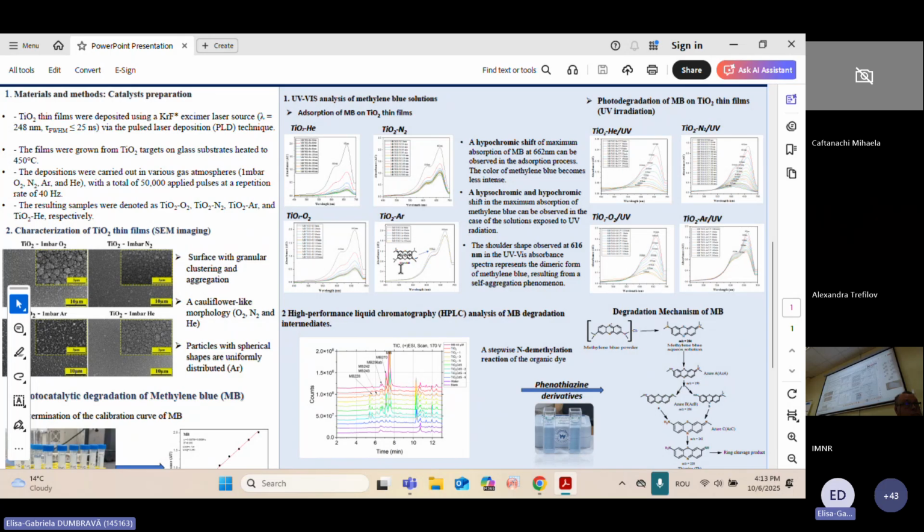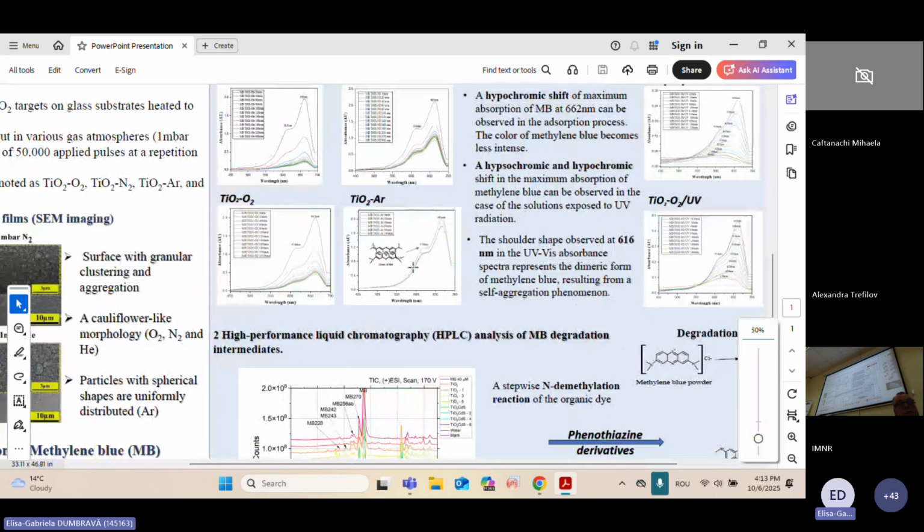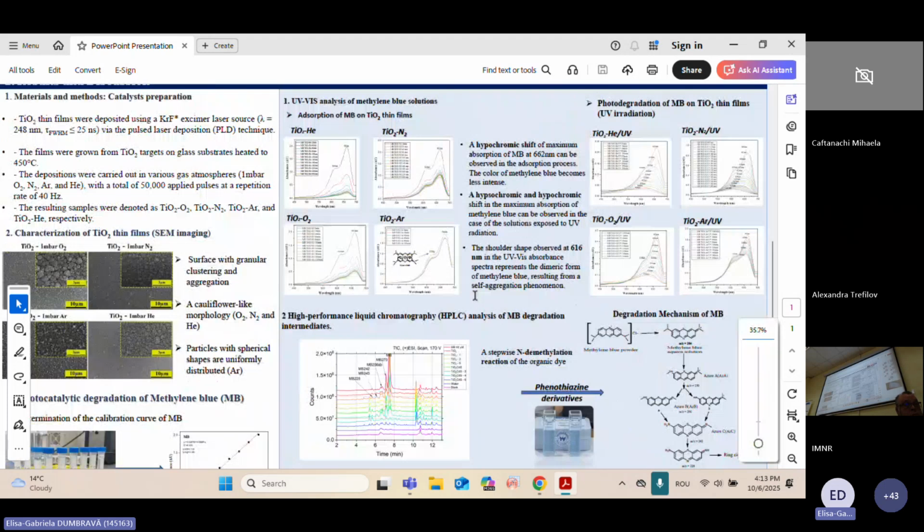So the shoulder observed at 616 nanometers represents the dimeric form of methylene blue, resulting from self-aggregation of the dye molecules.